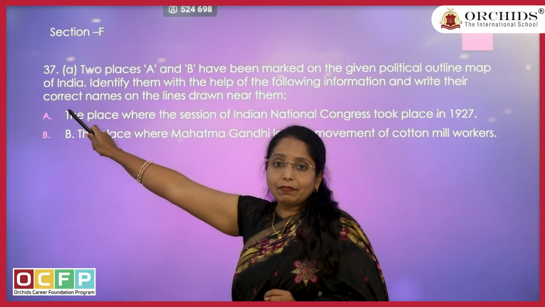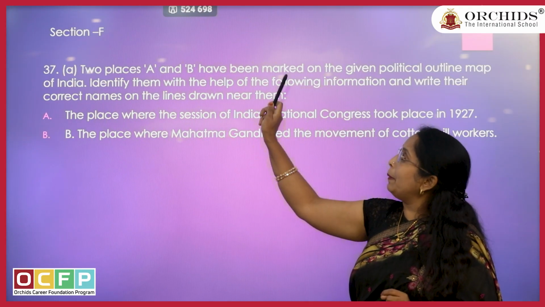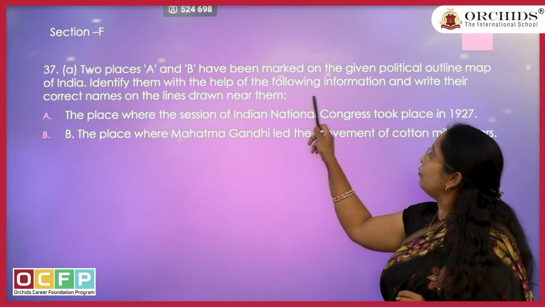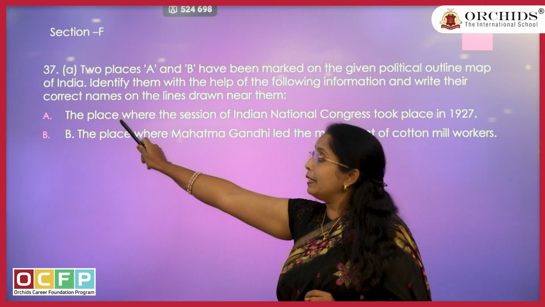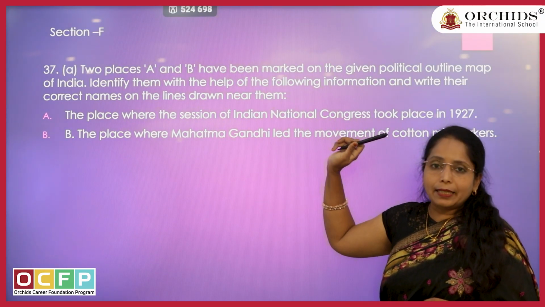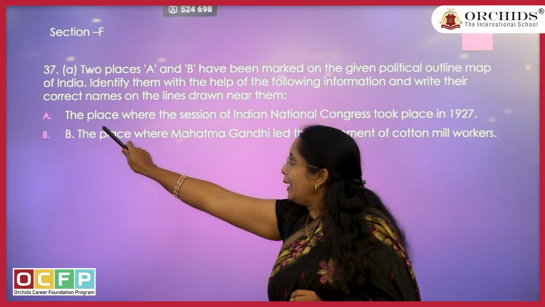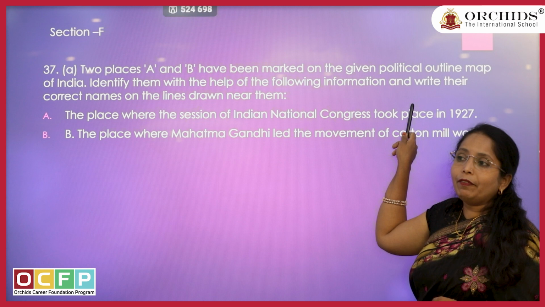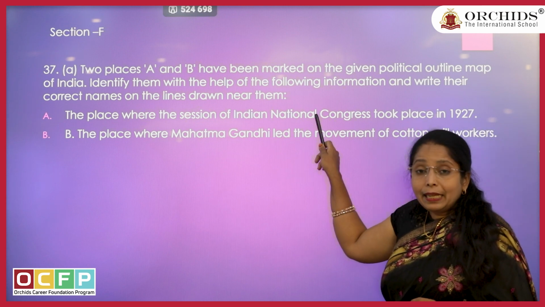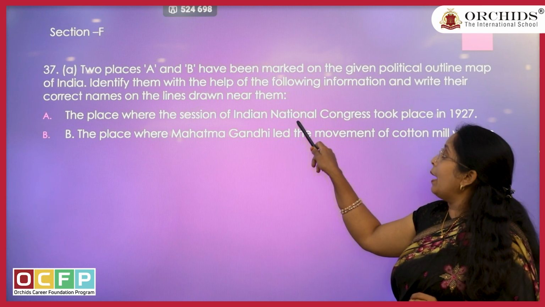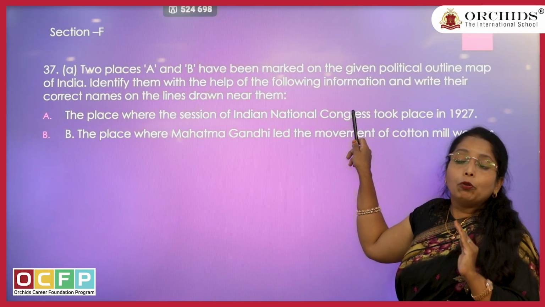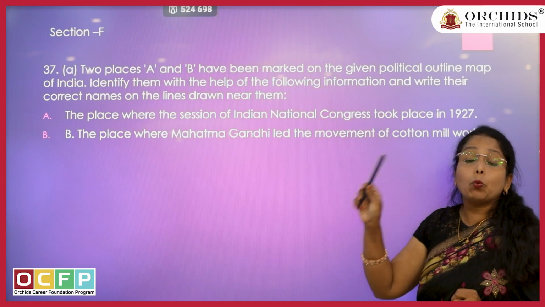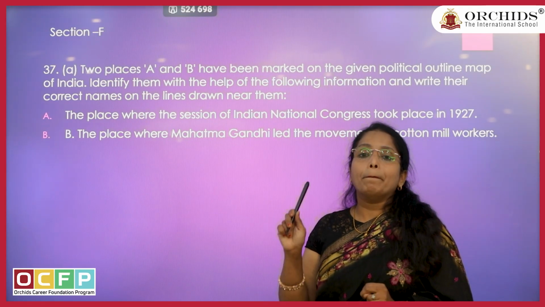See, question number 37A, where the two places A and B have been marked on the given political outline map of India. Identify them with the help of the following information and write their correct names on the lines drawn near them. The first is the place where the session of the Indian National Congress took place in 1927. You are all aware that the Indian National Congress was a powerful party to fight against the British government, and the session was held in 1927. Which was that place? You have to mark it on the map of India.